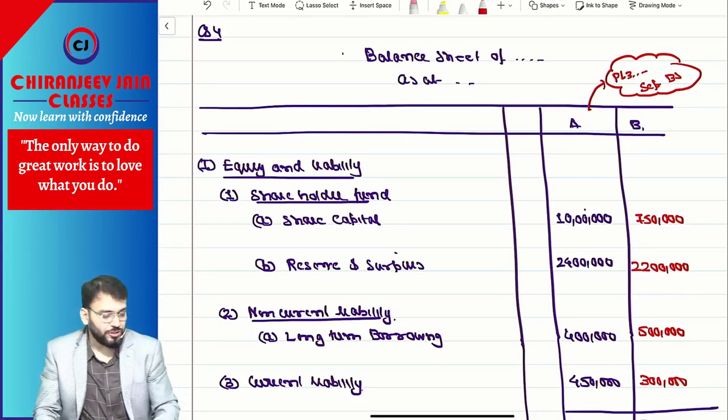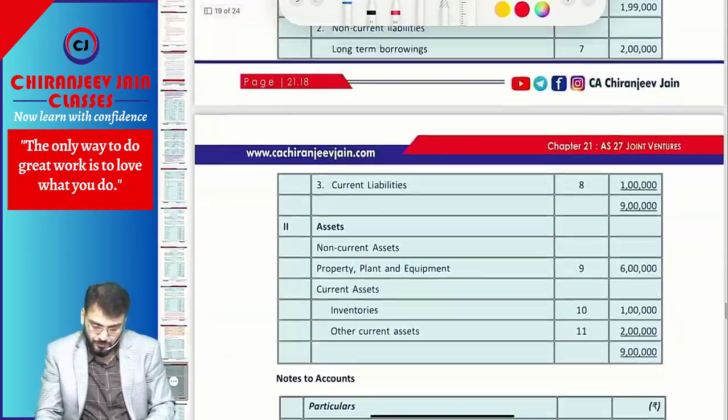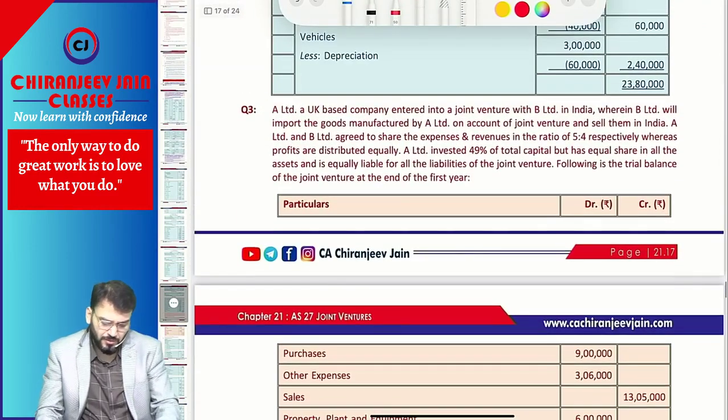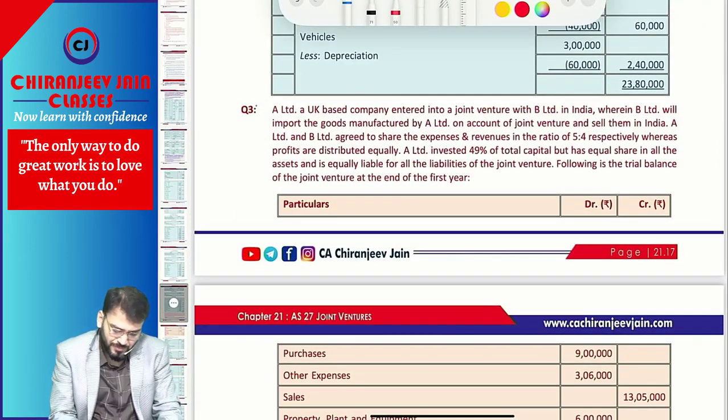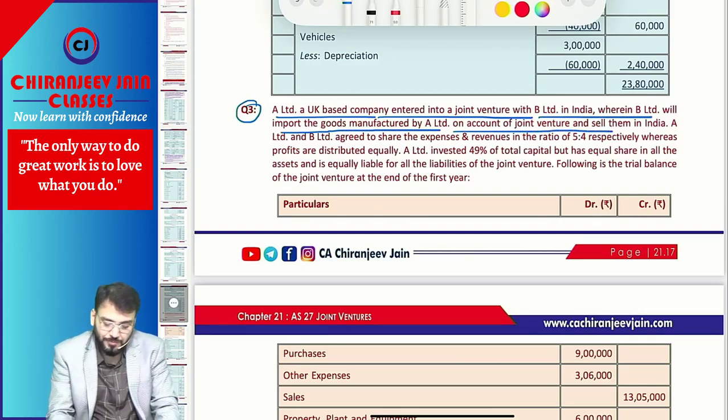Let me take one more question. Question number 3. This question can also be asked. I will do this from the solution only, if you permit. A Limited, a UK based company, enters into a joint venture with B Limited in India, wherein B Limited will import the goods manufactured by A Limited on account of joint venture and sell them in India. A Limited and B Limited agree to share the expense and revenue in the ratio of 5:4 respectively.